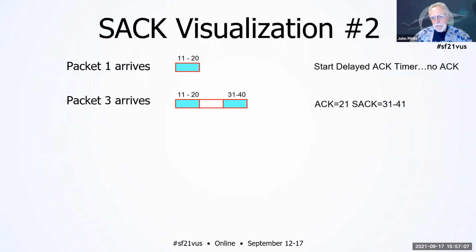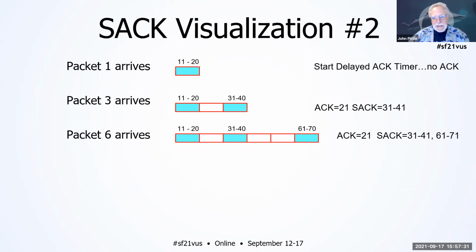Well, wait a minute, I'm waiting for the stream byte starting at 21. I'd really like to have that, please. I got something different than what I was expecting. So I immediately ACK with 21 saying, hey, that's what I need. But by the way, just so you know, I received 31 through 40 in my receive buffer.